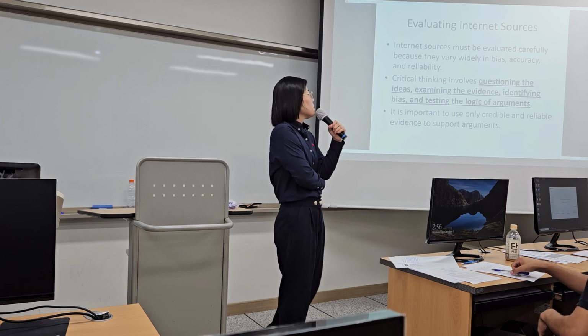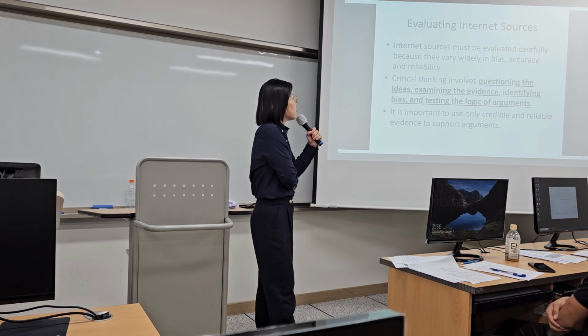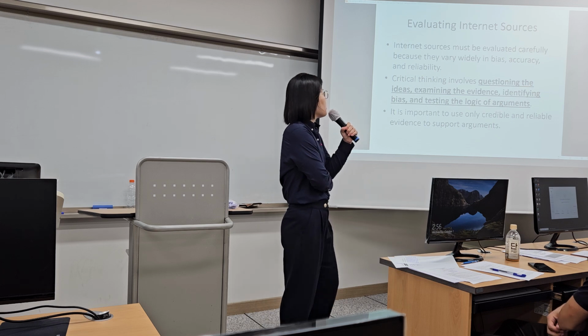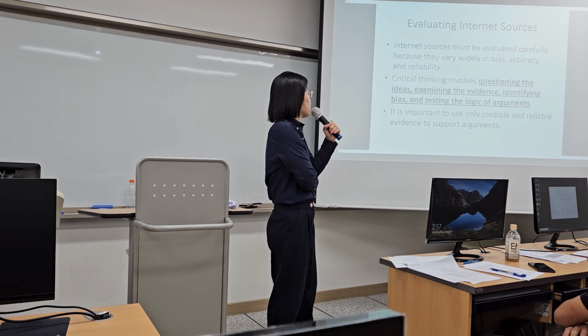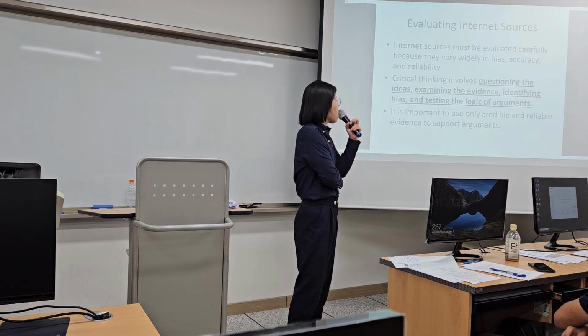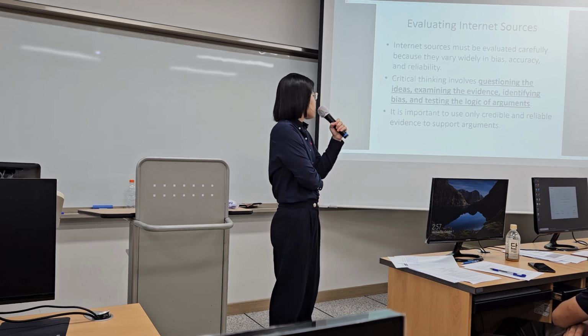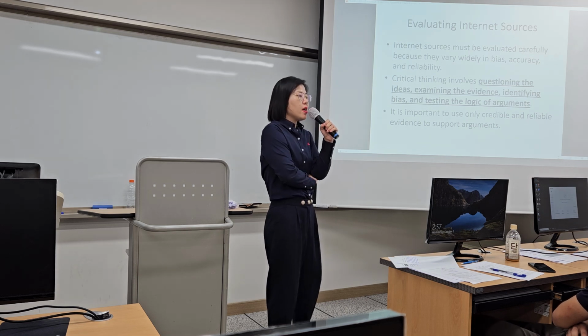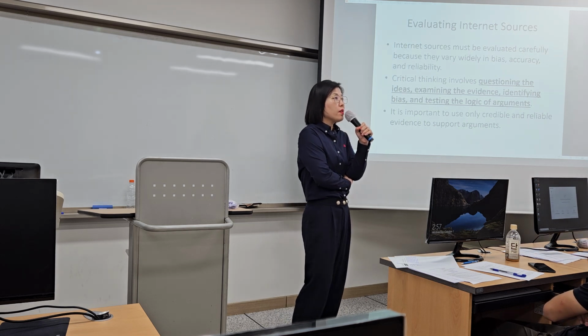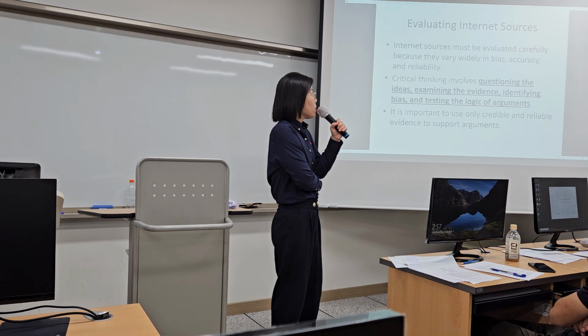Critical thinking involves questioning the ideas, examining the evidence, identifying bias, and testing the logic of arguments. It's important to use only credible and reliable evidence to support arguments. Right, so these criteria are applied not only for online sources, but for offline sources as well.